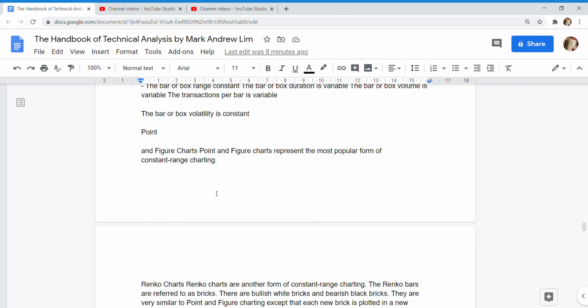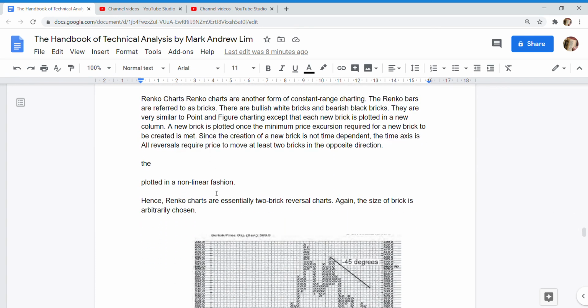Point and figure charts. Point and figure charts represent the most popular form of constant range charting. Renko charts. Renko charts are another form of constant range charting. The Renko bars are referred to as bricks. There are bullish white bricks and bearish black bricks. They are very similar to point and figure charting except that each new brick is plotted in a new column. A new brick is plotted once the minimum price excursion required for a new brick to be created is met.